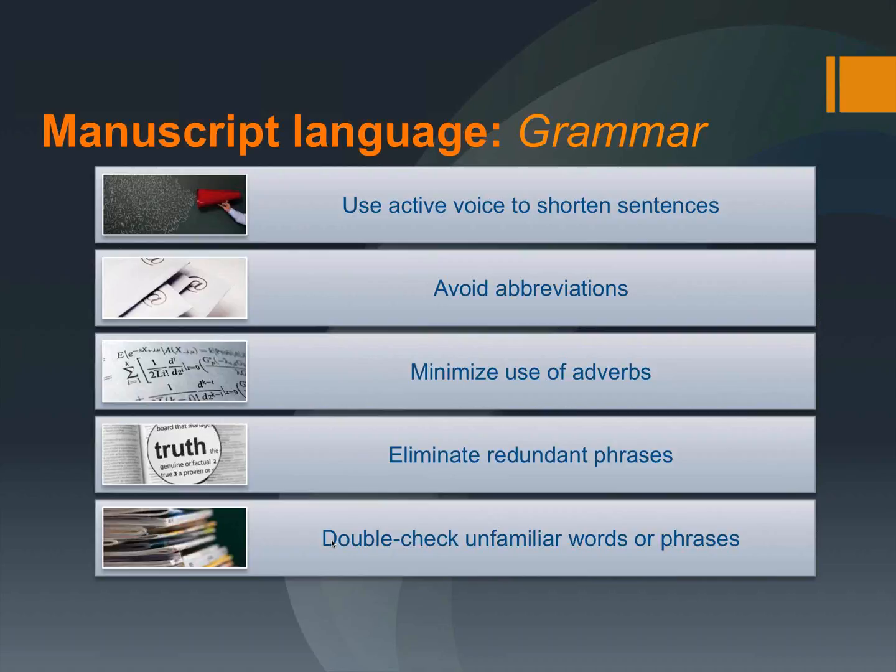Active voice really makes a paper easier to read. Shorter sentences. Avoid the word salad. Avoid creating new abbreviations that seem cool, that aren't part of the journal, that simply make a paper hard to read. Skip the unnecessary adverbs. Very significant.